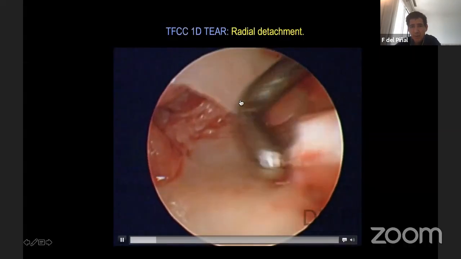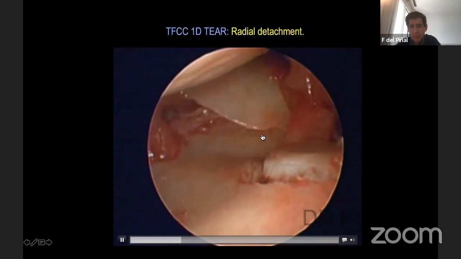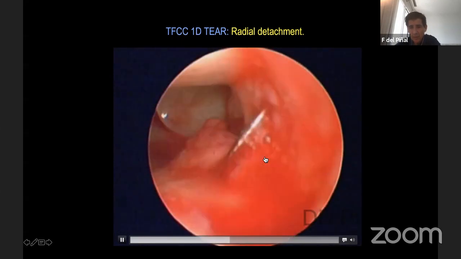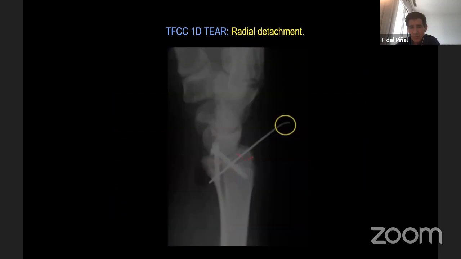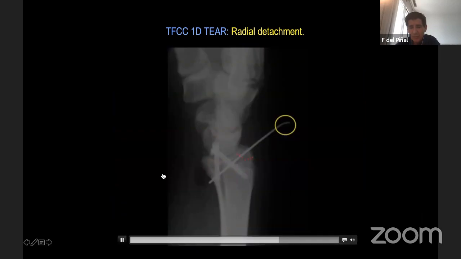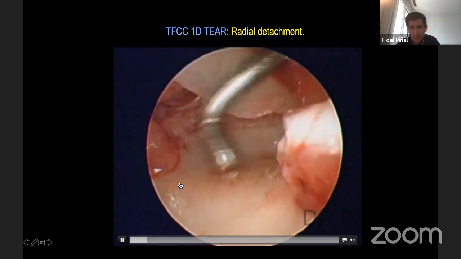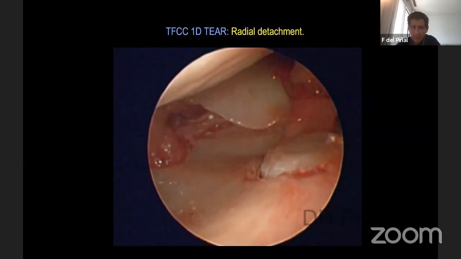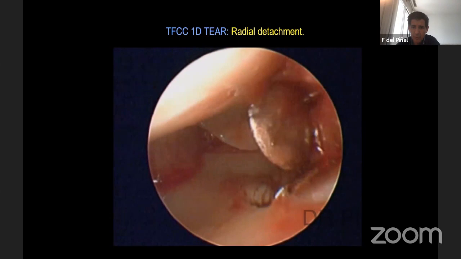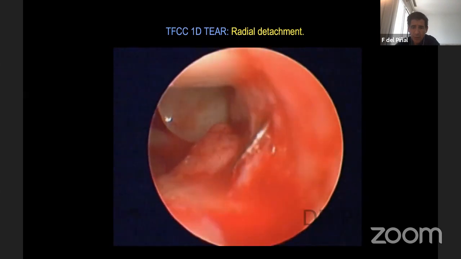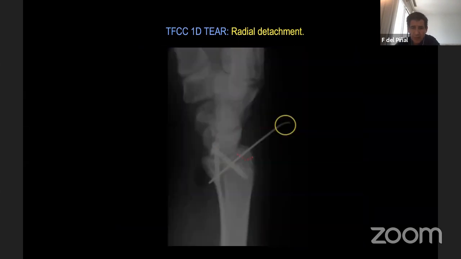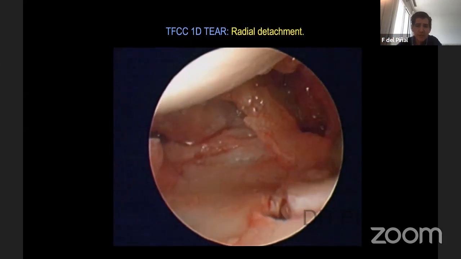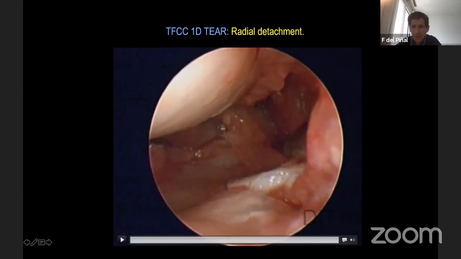So this is a view from the 3-4 portal. This is the dorsal ulnar corner of the radius, and we are with the scope, we are with the K-wire, we go inside the joint. Because these fragments are very small and we want to go just subchondral, we remove the K-wire back a bit, and then we go just subchondral. And that's now the reduction at the end.